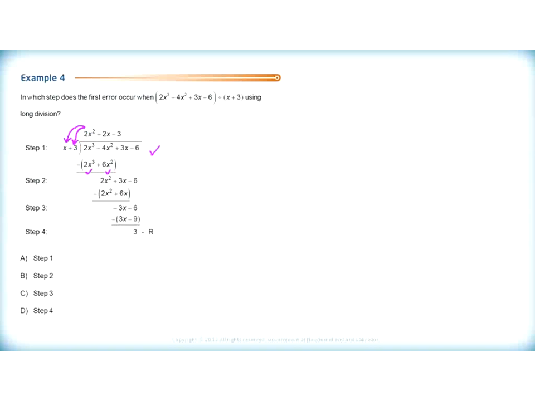So the first mistake occurs right here. That value should have been a negative 4x squared minus 6x squared, a negative 4x squared and a negative 6x squared. It should have been a negative 10x squared. So the first error occurs in step 2. That corresponds with B as your multiple choice answer.